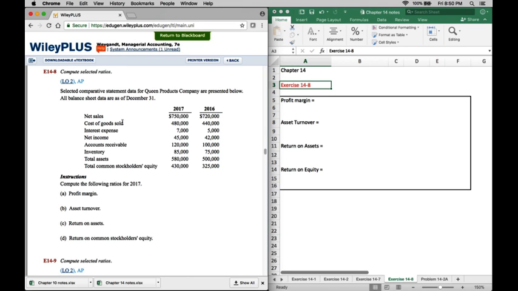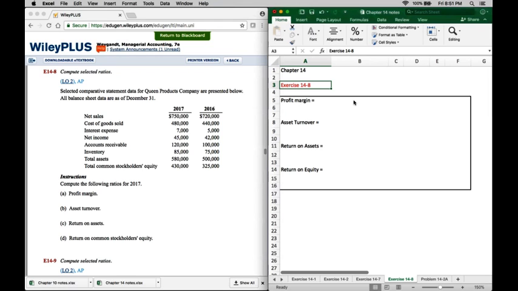In exercise 14-8, we've been presented with selected data from Queen's Product Company for 2017 and 2016, and we've been asked to compute four ratios: the profit margin, asset turnover, return on assets, and return on equity. So let's first identify the ratios, what their formulas are, and we will see what the calculations will be.